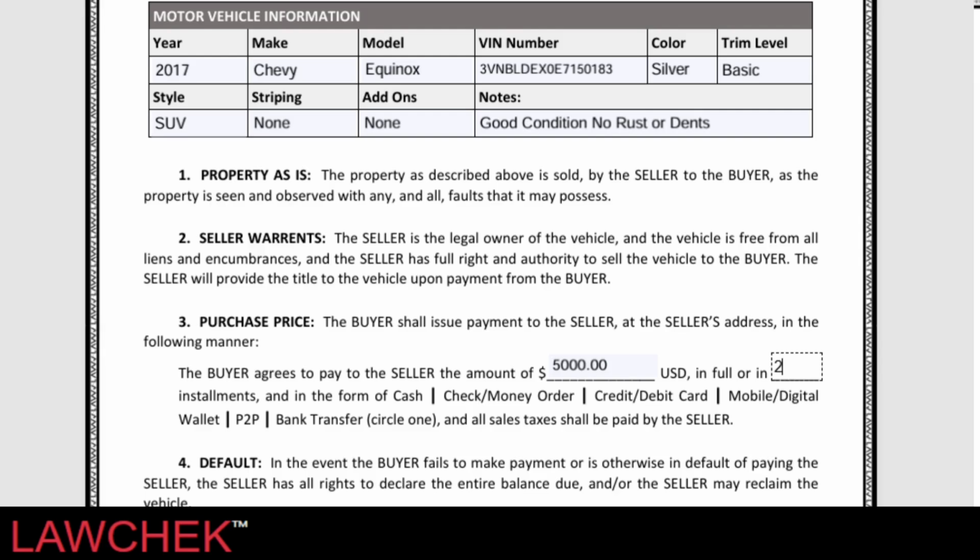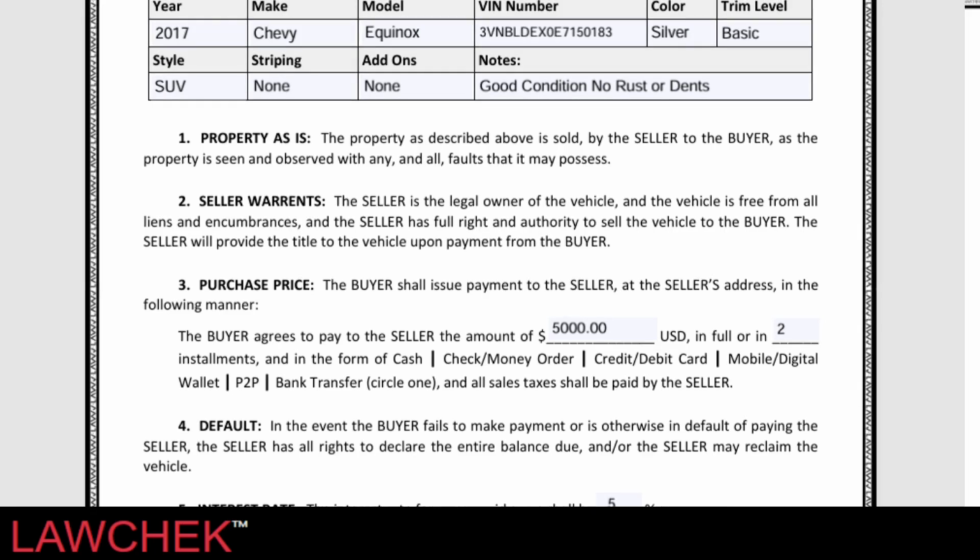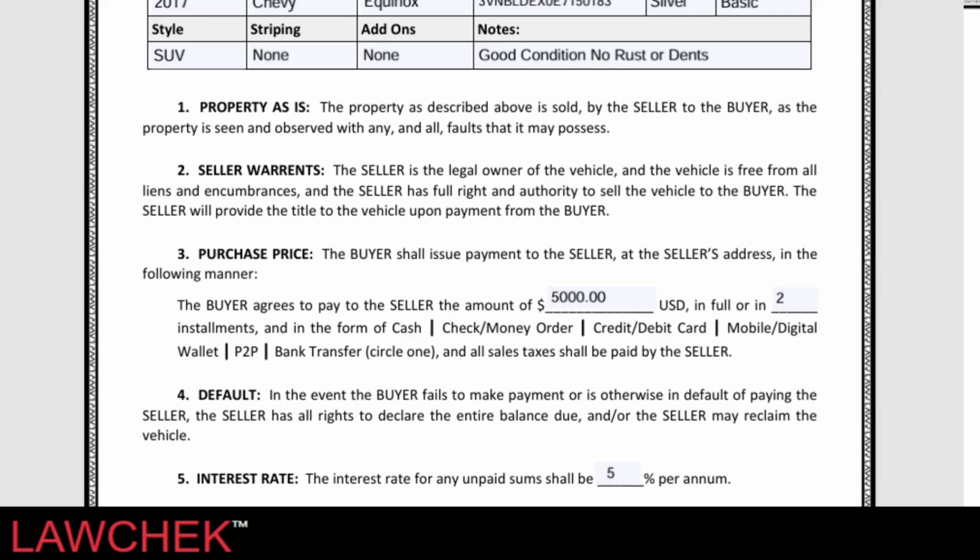Next, we're going to talk about the default. If the buyer does not complete the second payment on this motor vehicle, then there would be a default. And the full payment would be due at once. The interest rate, if they are late in paying, or if we are working out several months for this payment, is going to be 5% per annum. And that's per year.